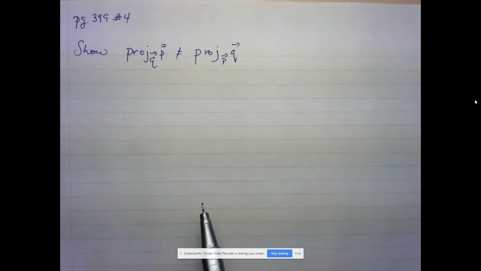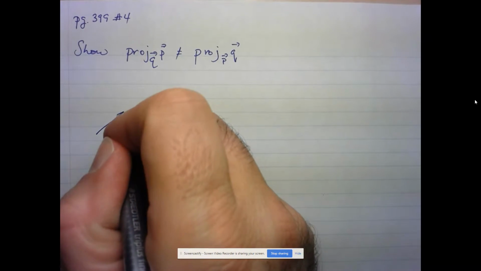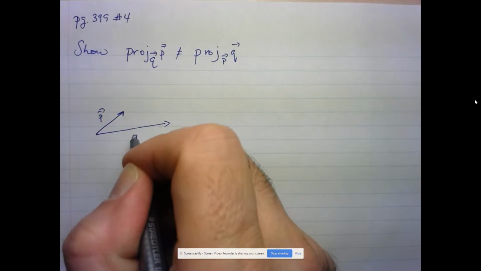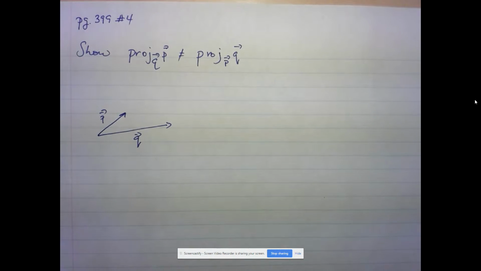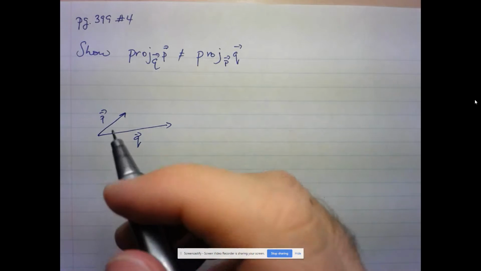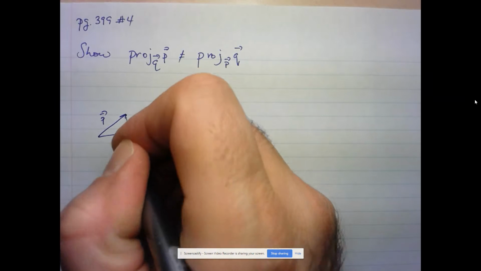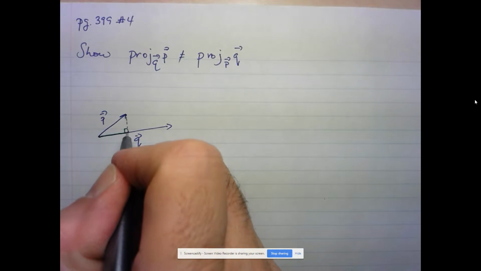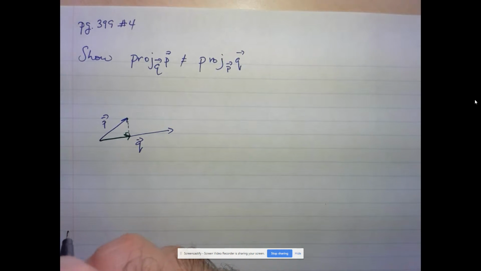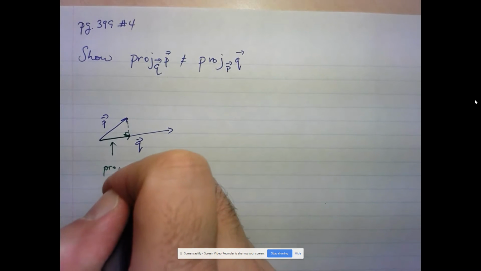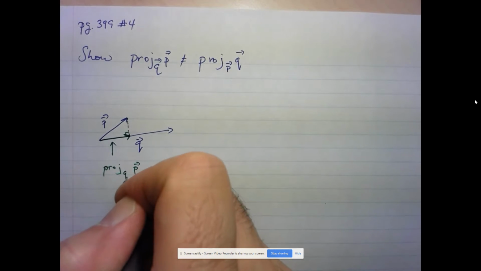All right, so let me just take two random vectors, p and q. So say this is vector p, okay, and this is vector q. So let's take a look here, and we'll use some different colors if I can find some. All right, so if I want to take the projection of p onto q, I start at my tip and I just go down 90 degrees to vector q, and then this vector here represents the projection. So this here is the projection of p onto q, okay?